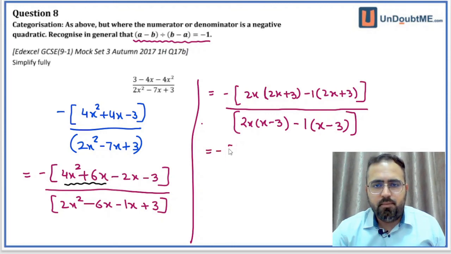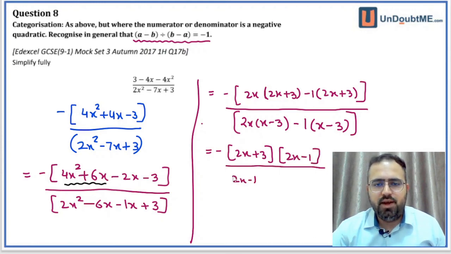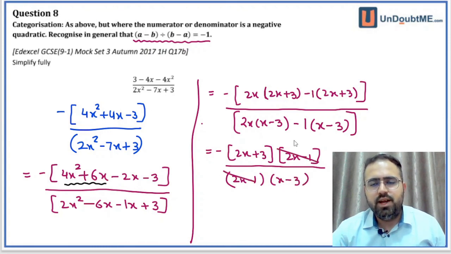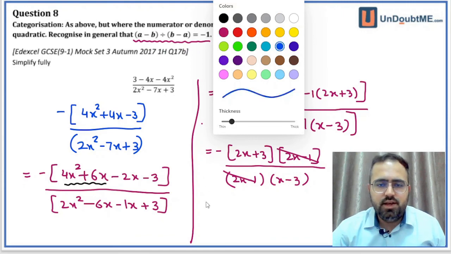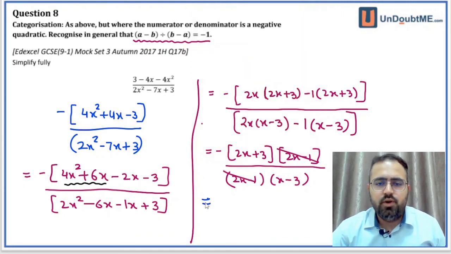Finally, I got minus of 2x plus 3 and 2x minus 1, divided by 2x minus 1 and x minus 3. 2x minus 1 will get cancelled and that minus sign will be multiplied in the denominator. So the order of the terms will be reversed. It will be 2x plus 3 over 3 minus x. This is the final and most simplified form.